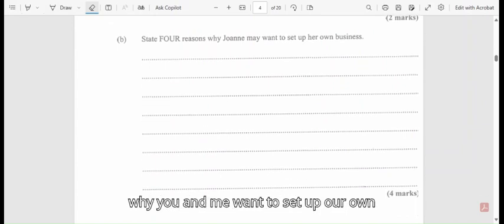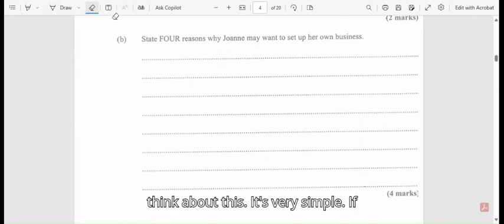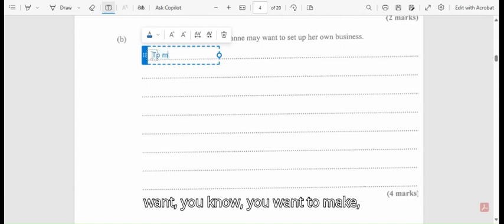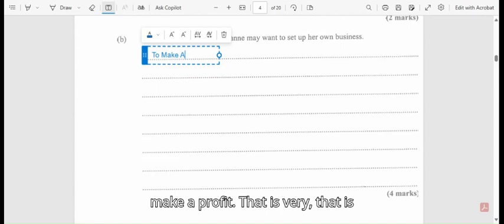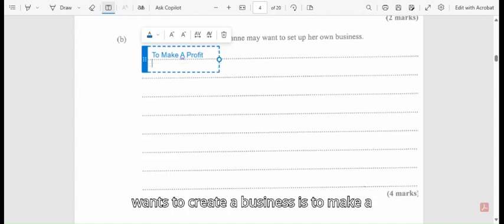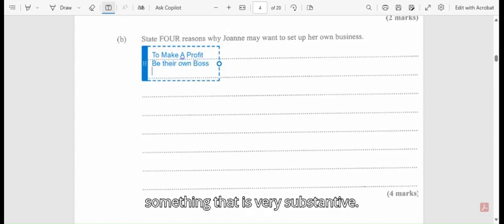State 4 reasons why Johnny may want to set up his own business. Let us think about this. It's very simple. If you want to establish a business, you want to make a profit. Any question that relates to why someone wants to create a business, the answer is to make a profit. Another reason most individuals create businesses is to be their own boss. That's something that is very substantive.